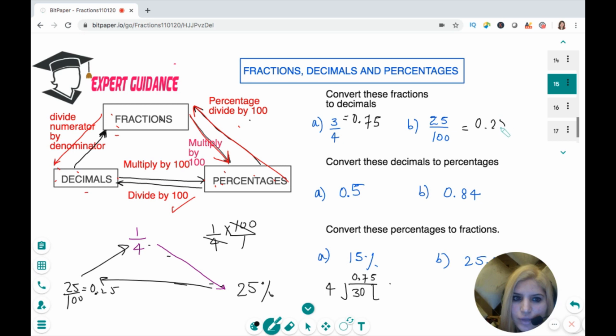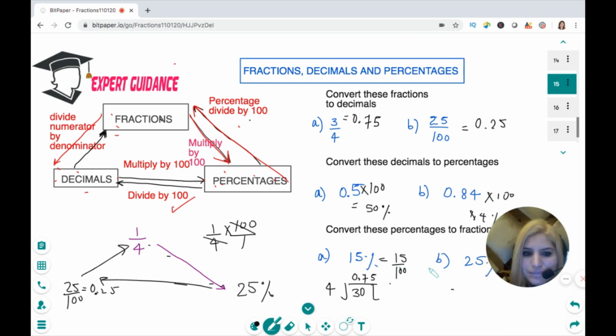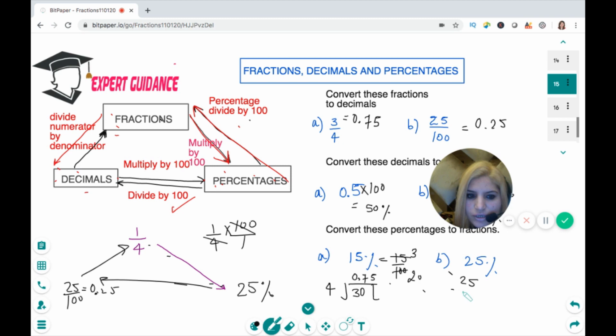Now convert these decimals into percentages. The formula is multiply by 100. So 0.5 multiplied by 100 is 50%. And 0.84 multiplied by 100 is 84%. Now 15% to fraction, percent is over 100, that becomes 15 over 100. And if you want, you can simplify that. So we can divide it by 5. So that gives 3 over 20. And 25% is 25 over 100, which can be written as a quarter. So I hope this is clear to you.